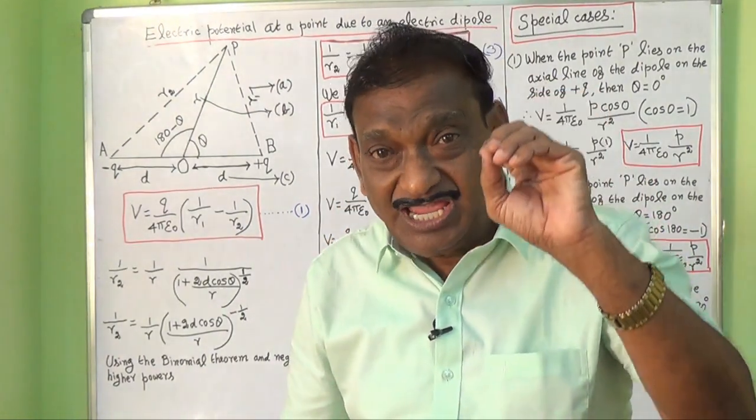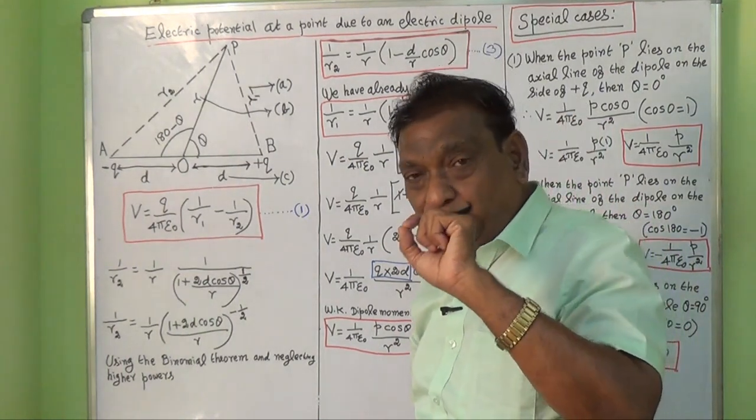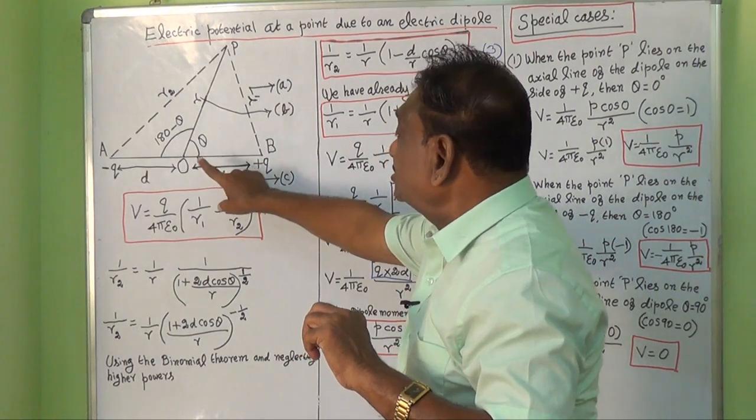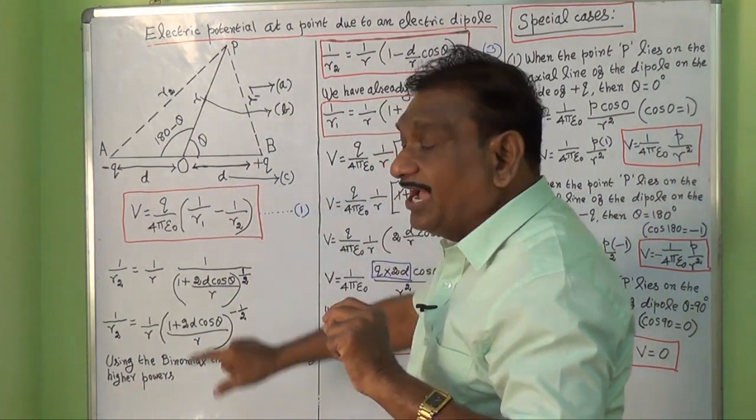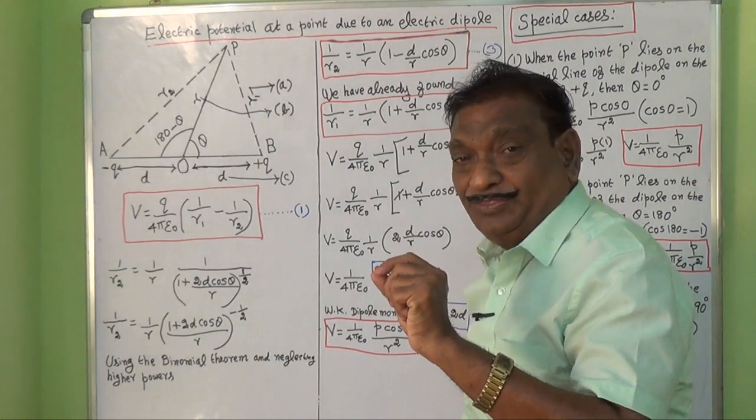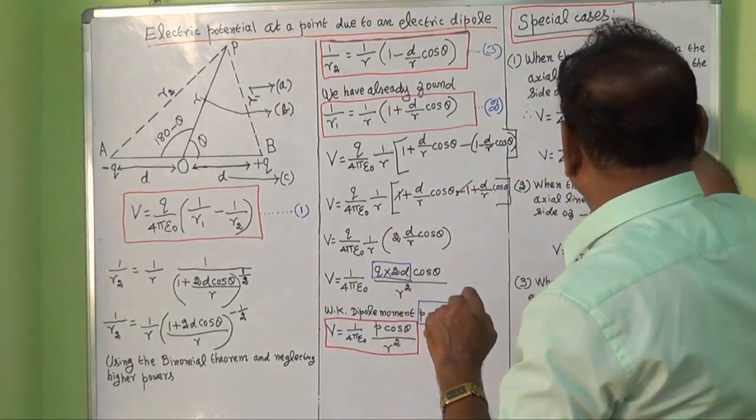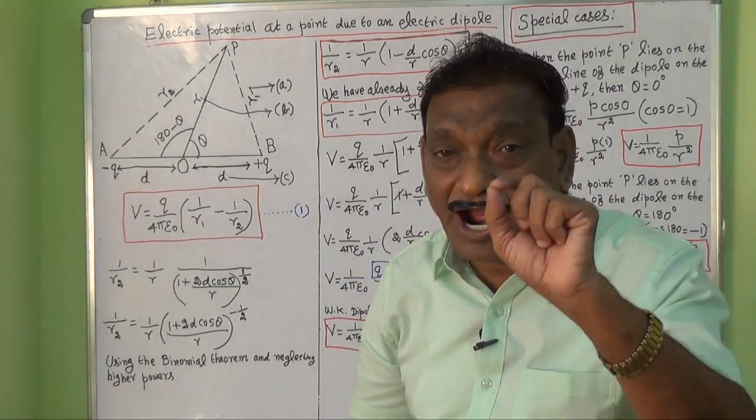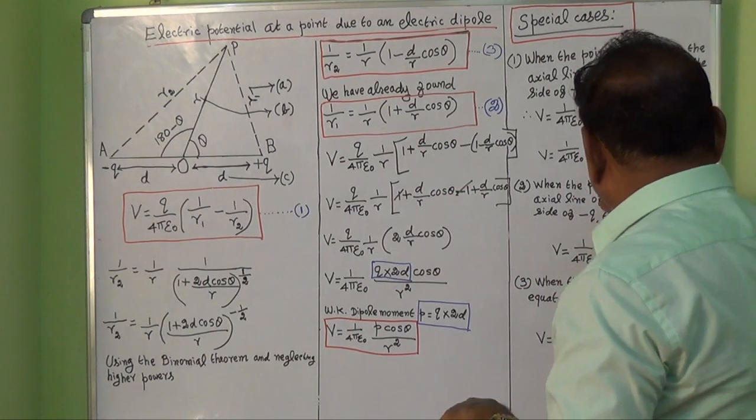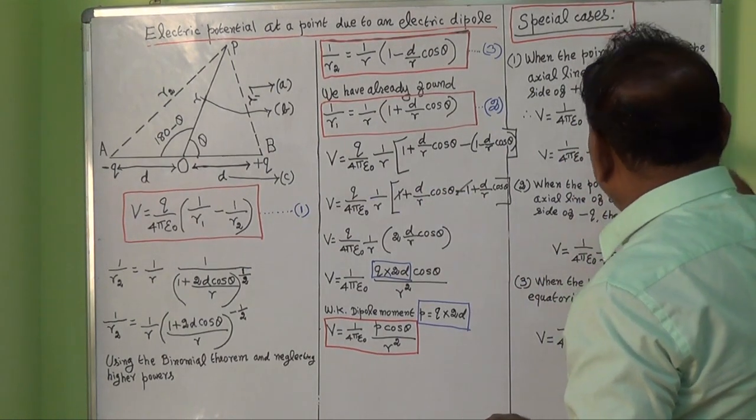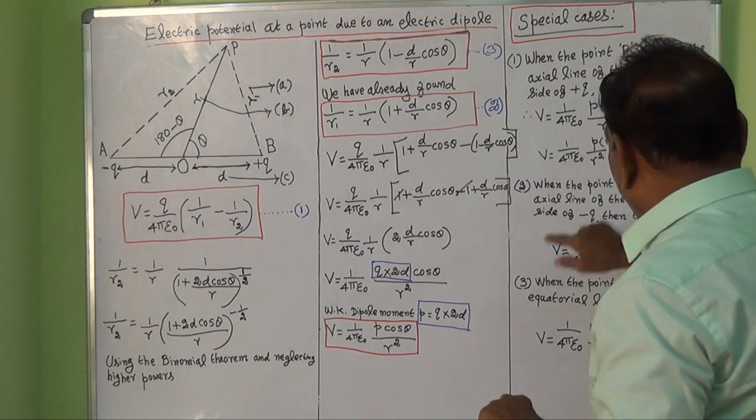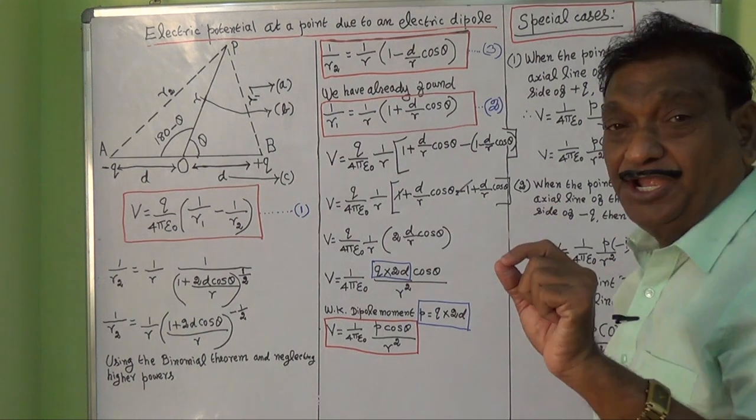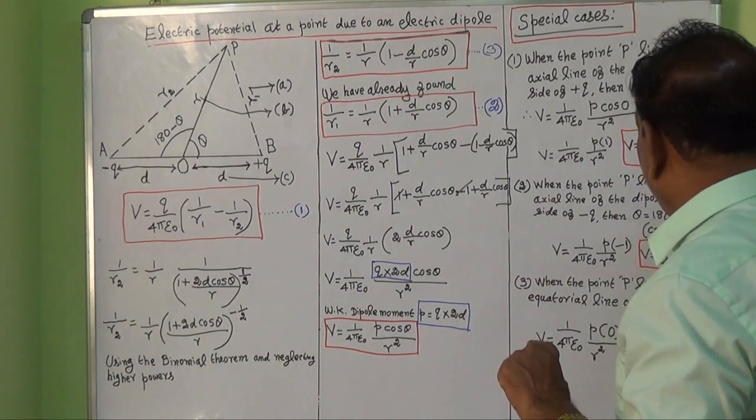What are those special cases? When the point P lies on the axial line of the dipole on the side of plus Q, the angle, that is theta, equal to 0 degree. We know that the value of cos 0 equal to 1. If we substitute 1 in the place of cos 0, we will get the electric potential equal to 1 by 4 pi epsilon naught P by R square.